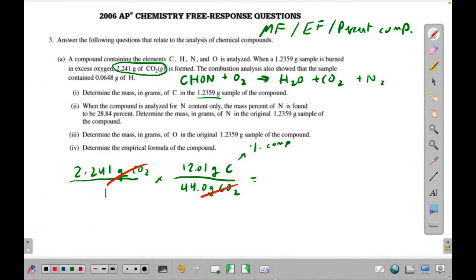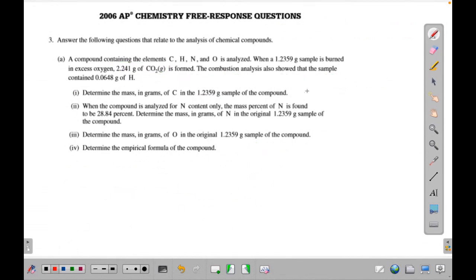I don't know, I have to put it in the calculator. This is an FRQ, so we should be able to have our calculator here. And it's going to tell me it's 0.616 grams of carbon. Okay, so that's our answer for part A. That's how much carbon we have. I'm going to write it again because we might need it for the next question.